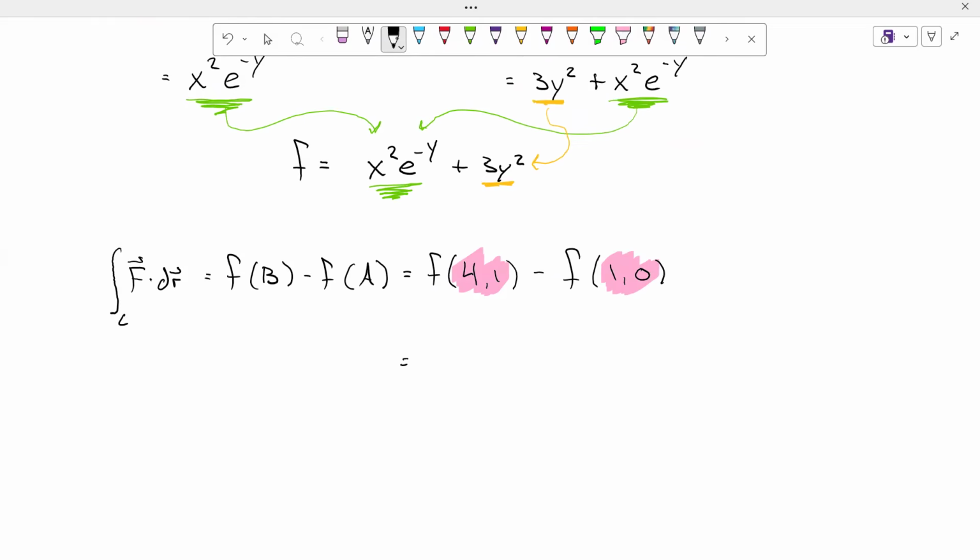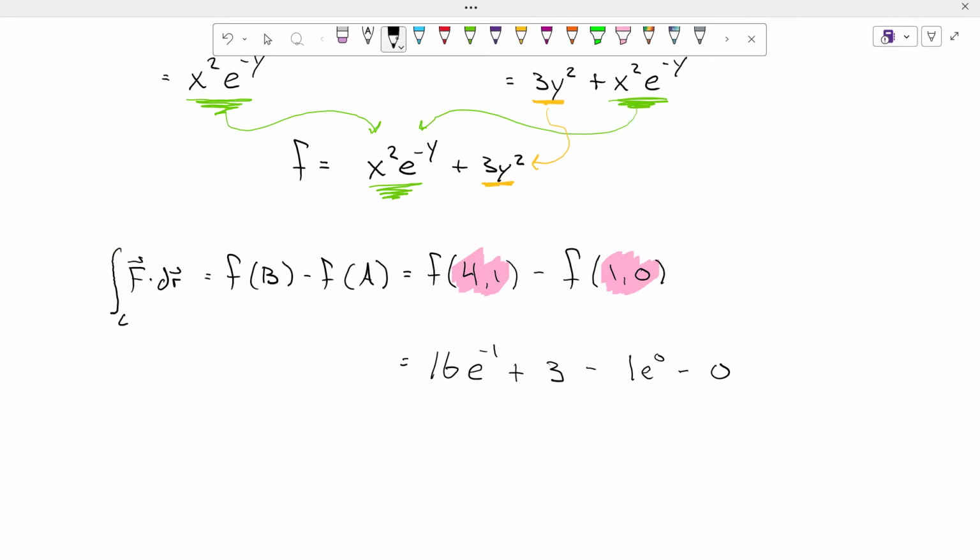And I can start plugging some things in. If I plug in 4, 1, I get 16 e to the negative 1 plus 3 minus plugging in 1, 0, that'll be 1 times e to the 0, which is 1. I'll just write in 1 e to the 0 for now, minus 3 times 0, which is 0.